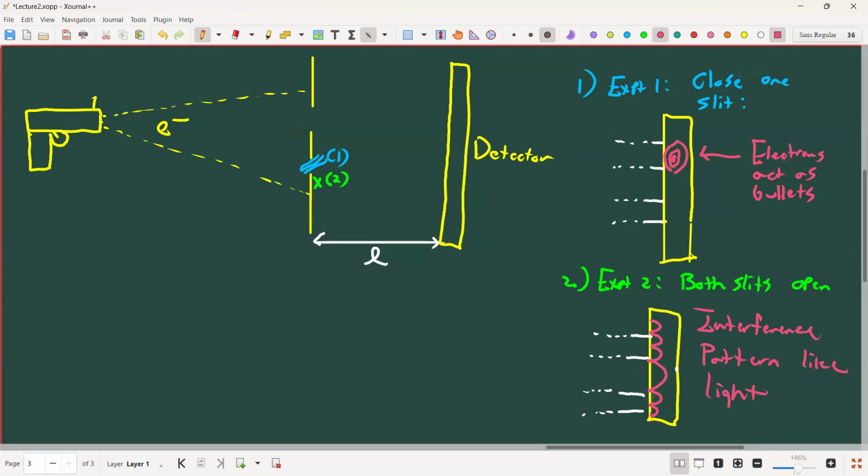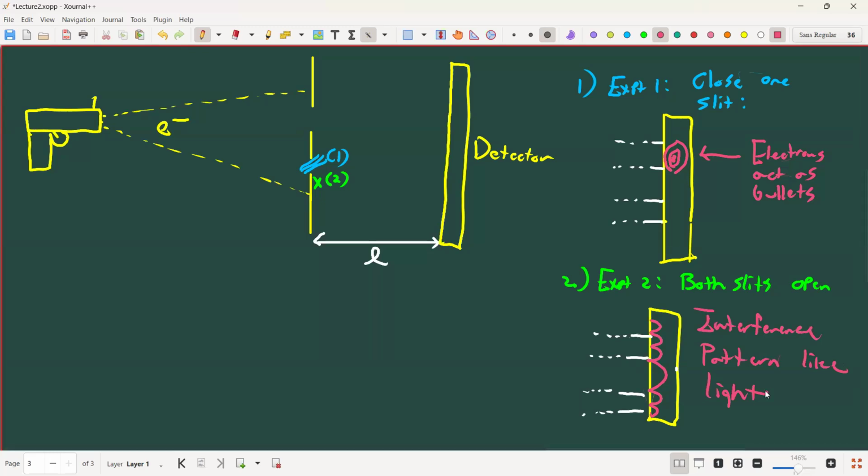So when you have two slits, the electron now has a choice to go between the two, either one of those slits. They no longer act like bullets, they act like waves that interfere with each other. Exactly like waves. Precisely like waves. They have the same property that light does when it goes through them.